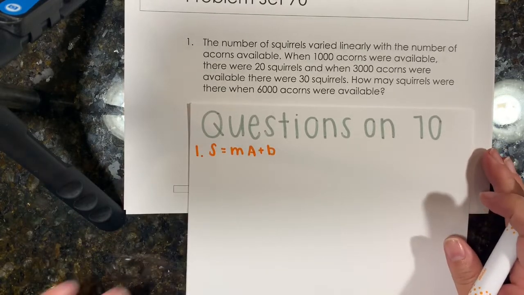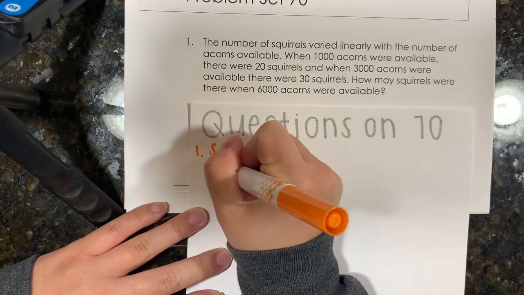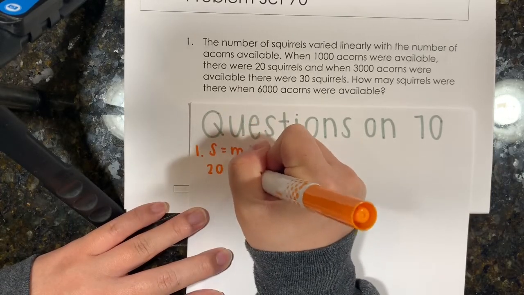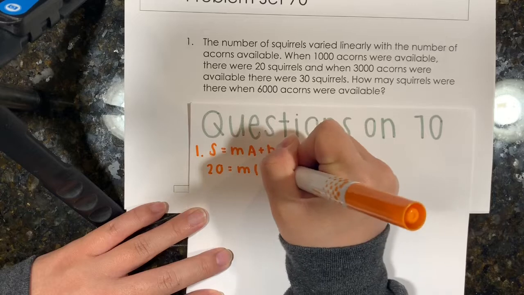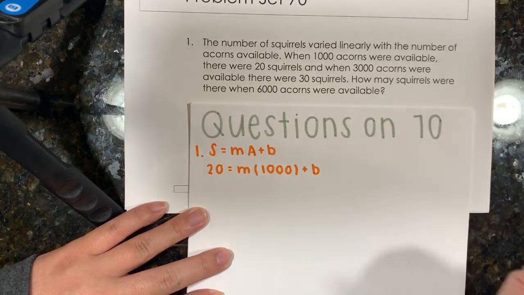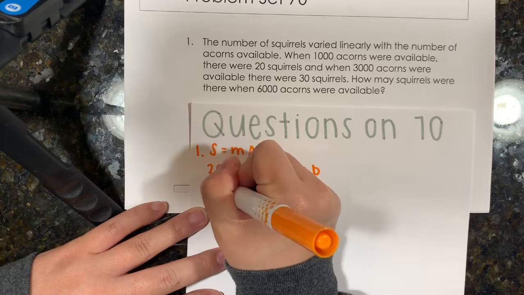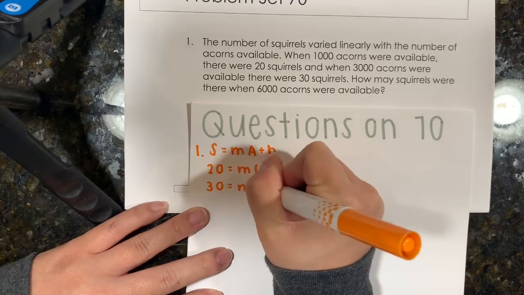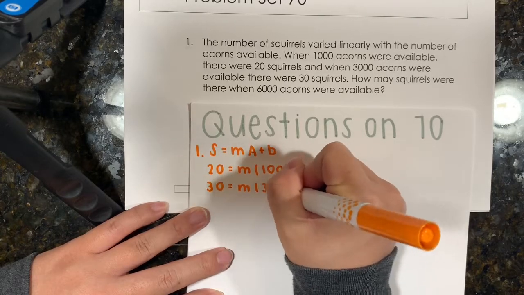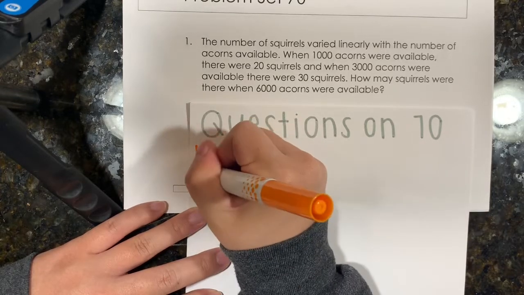Now, we're given two equations. It says there are 1,000 acorns available when there are 20 squirrels. So that would be 20 equals M times 1,000 plus B. And then it says when 3,000 acorns were available, there are 30 squirrels. So that would be 30 equals M times 3,000 plus B. So I need to solve for M and B.